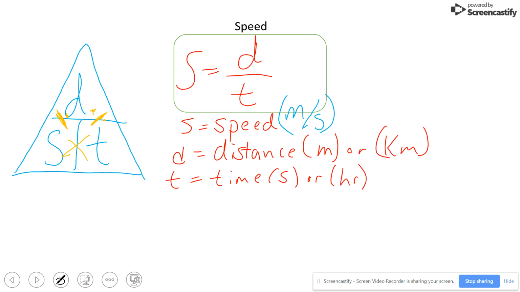Now, for each problem that you go through in work, you have to write out your formula every single time. This triangle is not your formula. For example, if I asked you what is the distance of something or how far something travels based off of speed and time, the formula would be distance equals s times t. You would not draw the triangle. You would write out the actual letters.